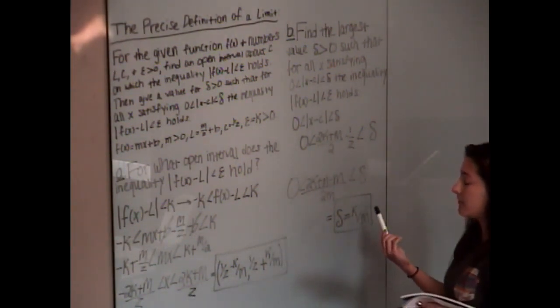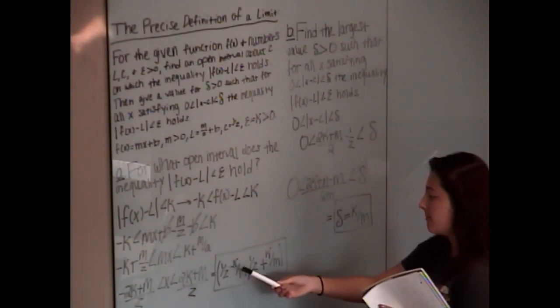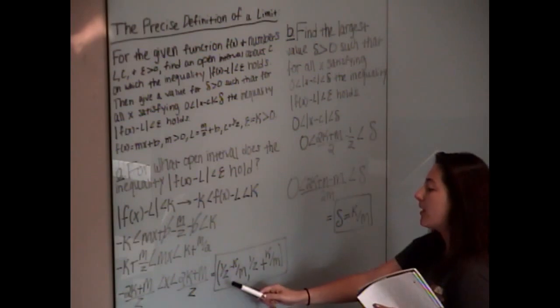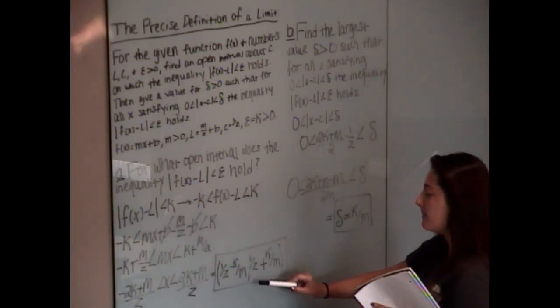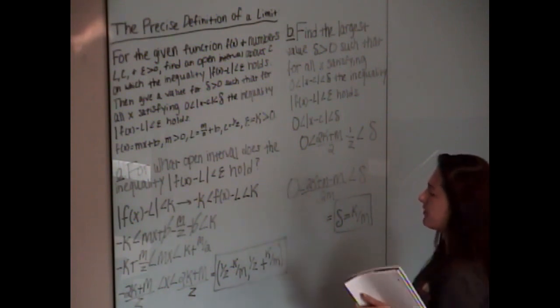Rewritten in interval notation, this would be written as 1/2 minus k over m, and then 1/2 plus k over m, all in parentheses.